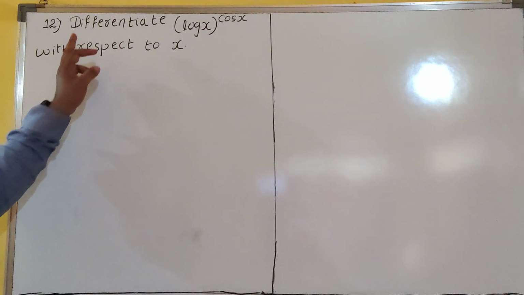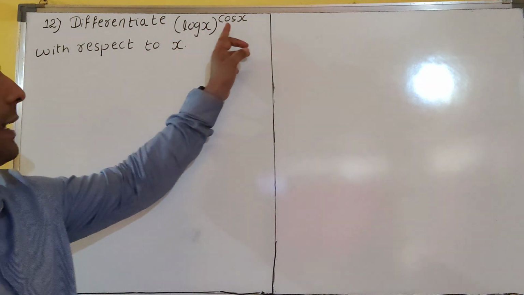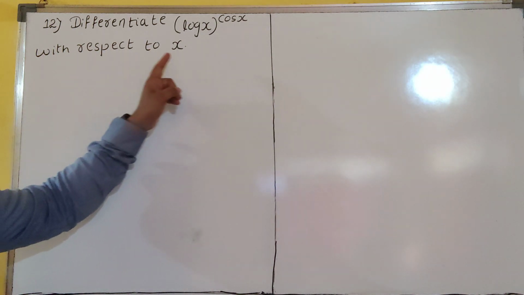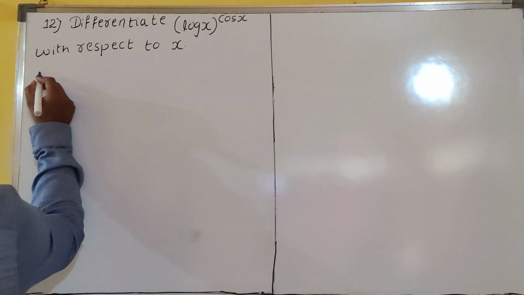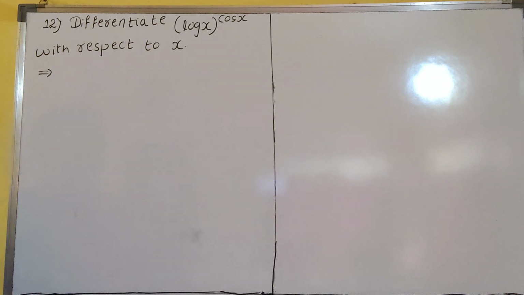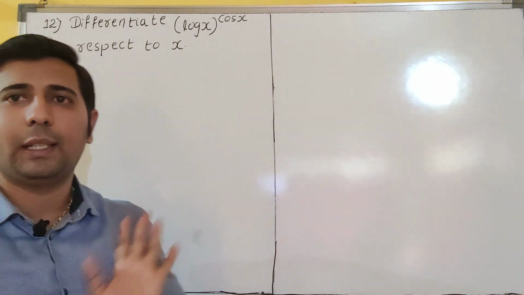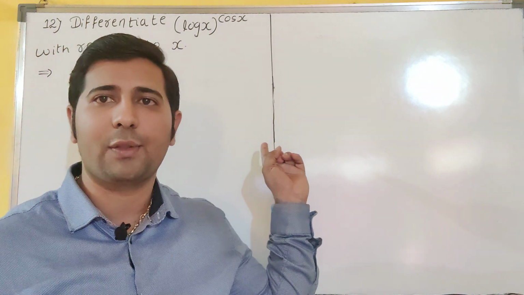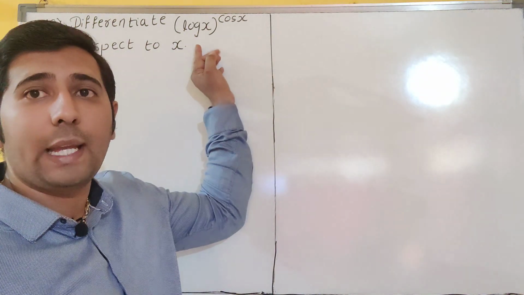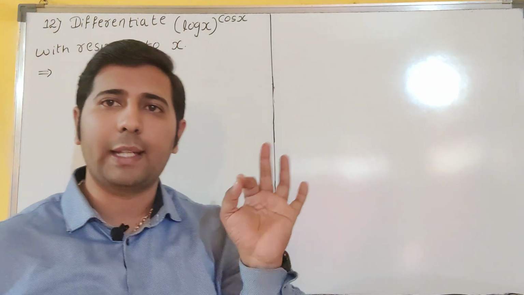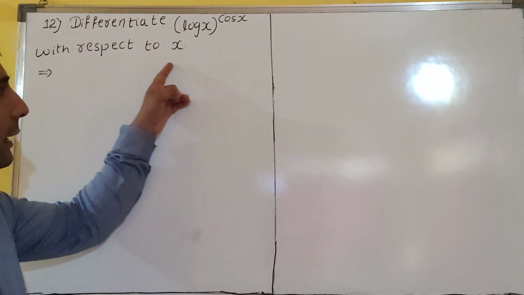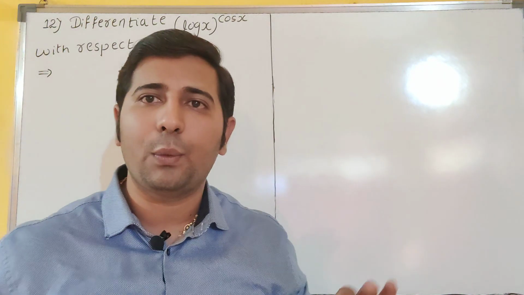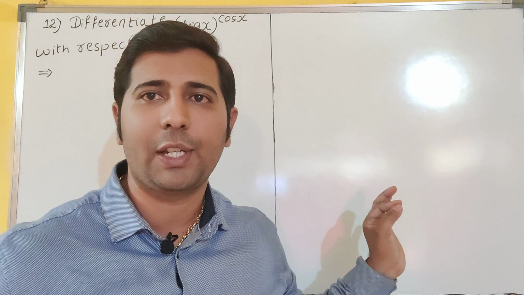So let's see. Differentiate log x raised to cos x with respect to x. So now see, I will write here. First we will give the name for the given function. You have to find what here? Differentiate, he has told. Differentiate what? Log x raised to cos x with respect to x, he has told. For this, we will give the name for the given function, dear students.